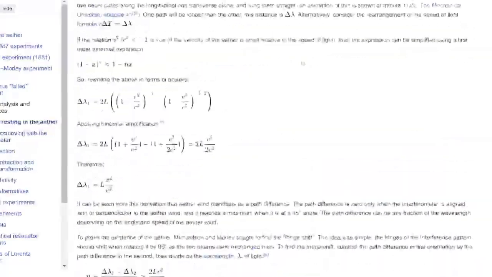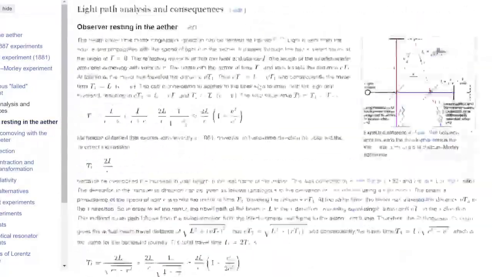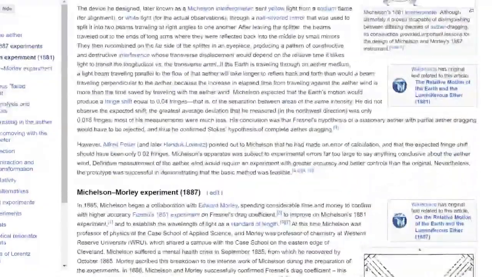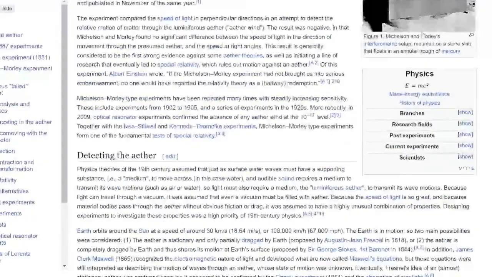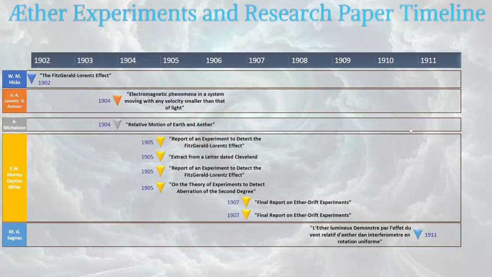We'll show you that, but just so you're clear, if Michelson-Morley disproved the ether when they did their experiment in the late 1800s, then what in the world are all these other people studying since then? So what we have now is a timeline in the historicity of ether experiments and research papers as put forth by the scientific community over the last 100 or so years.